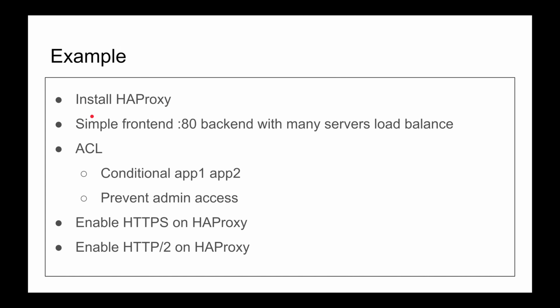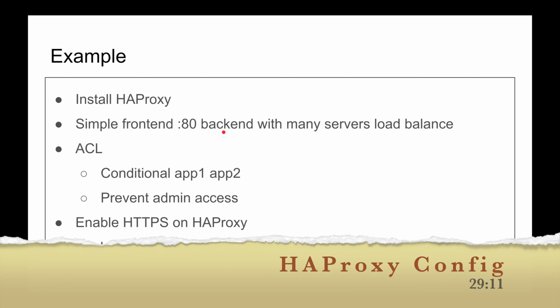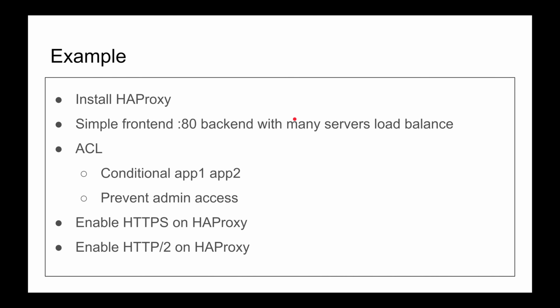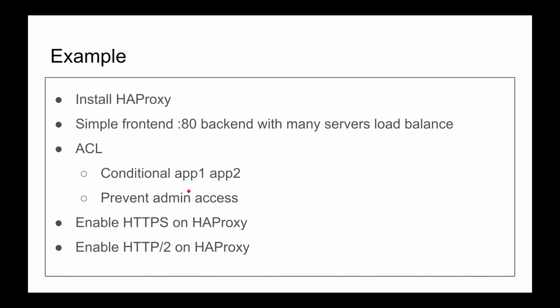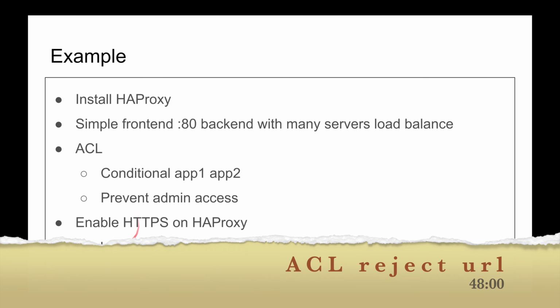Install the HAProxy. Then we're gonna do a simple frontend, port 80, right? And then we're gonna have some backend with many servers, because I have spun up multiple applications. We're gonna spin up multiple lightweight applications that I've created that just do simple stuff, and then we're gonna round robin through them. We're gonna do conditional app 1, app 2. If we go to app 1, we're gonna go to this set of servers. If the user goes to app 2, we're gonna go to these other servers. And we're gonna prevent admin access. Gonna show you how to do that.